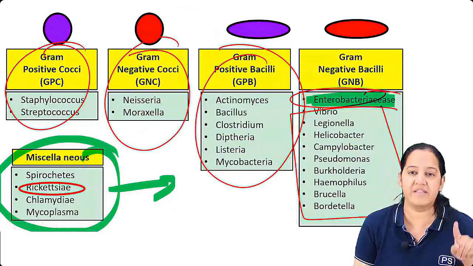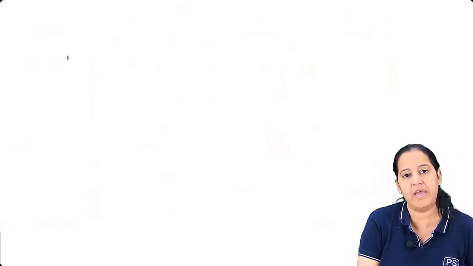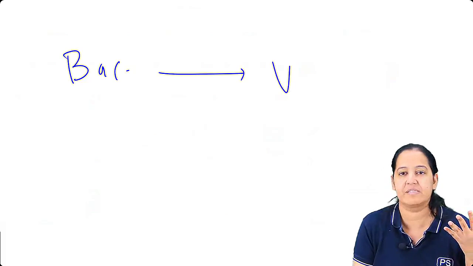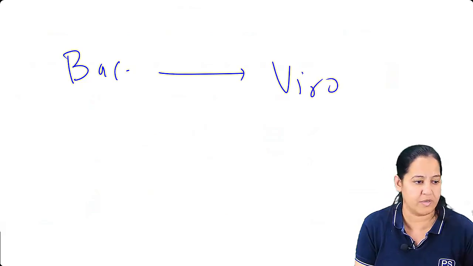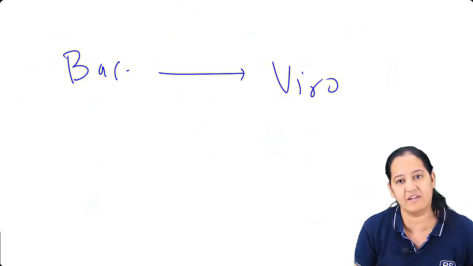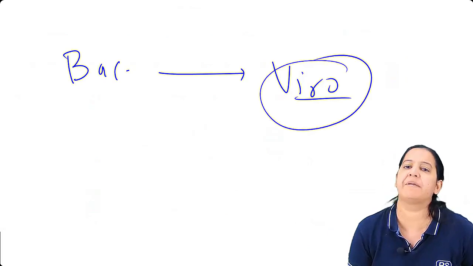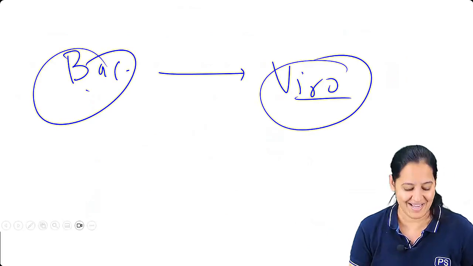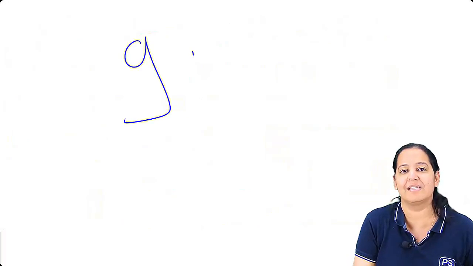Tomorrow's plan: first I will finish the bacterio, whatever is pending, and then we will start viro or parasito, whatever you say. One thing we will complete tomorrow, either viro or parasito. Maybe we will complete viro tomorrow. So bacterio plus viro is tomorrow's plan. The timing is 9:20.